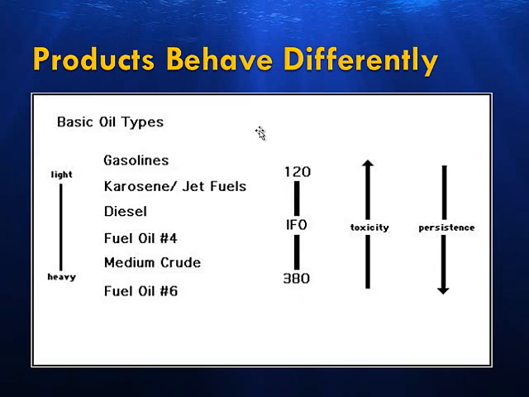And the complexity of the oil, as I said, is going to affect how it behaves in the environment. So your gasolines, which are relatively light molecular weight compounds, are going to tend to have a higher acute toxicity than the heavier oils, but they're also going to be much less persistent in the environment. So a black oil out in the environment oftentimes will stick around a lot longer than a gasoline, which may just evaporate in a matter of minutes.